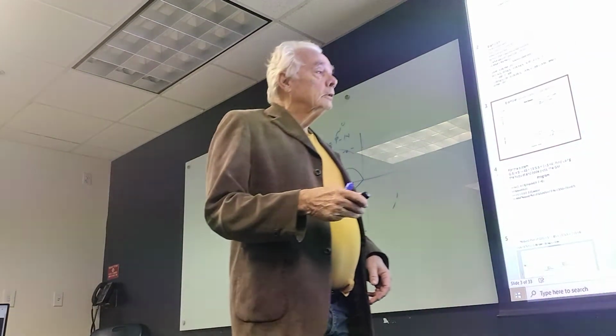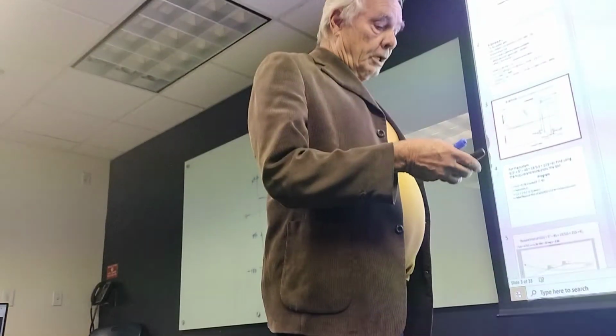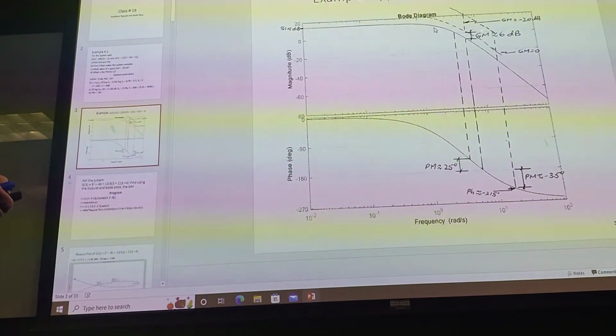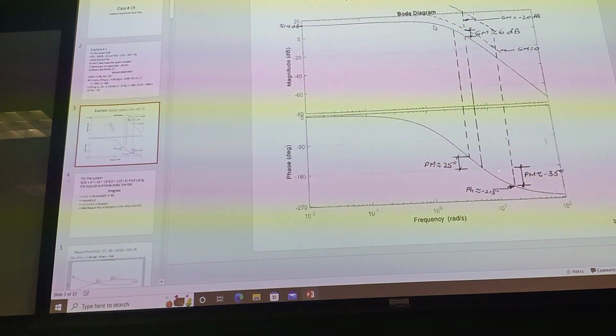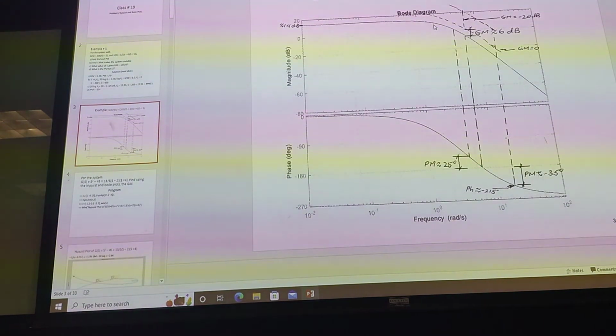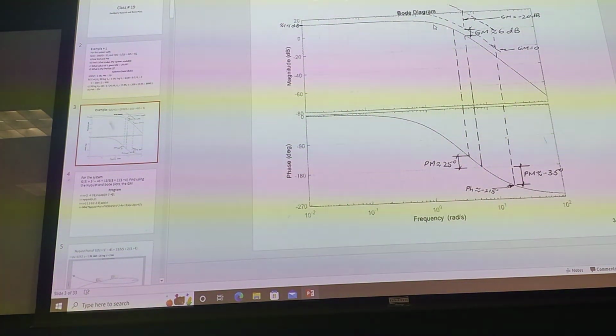Here, the gain margin is measured when the phase cuts minus 180, and when the magnitude cuts 0, it is the phase margin. Note that both are positive. The gain is under 0 and the phase is positive. So the system is stable.